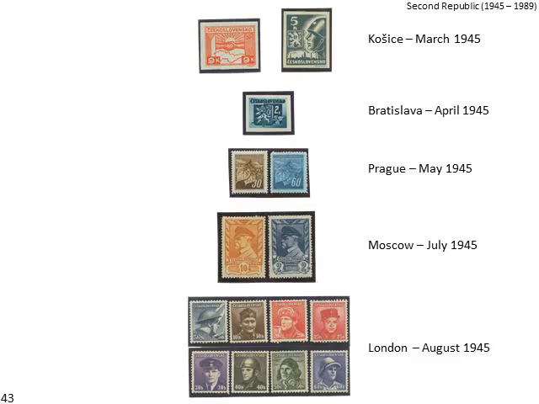These were the so-called Košice issue. These were quickly followed by issues printed in Bratislava, 30th of April, Prague, 23rd of May, Moscow, the 16th of July, and London, the 18th of August.